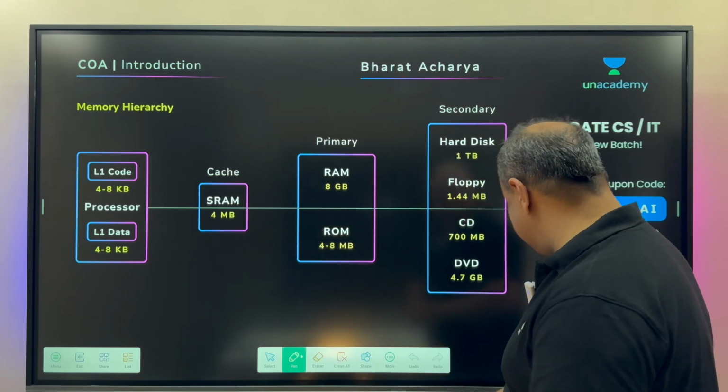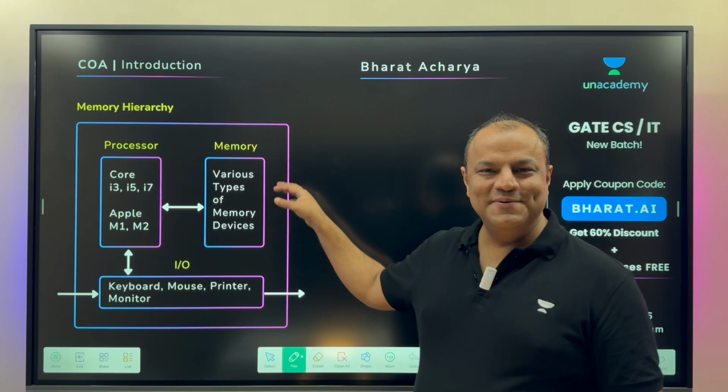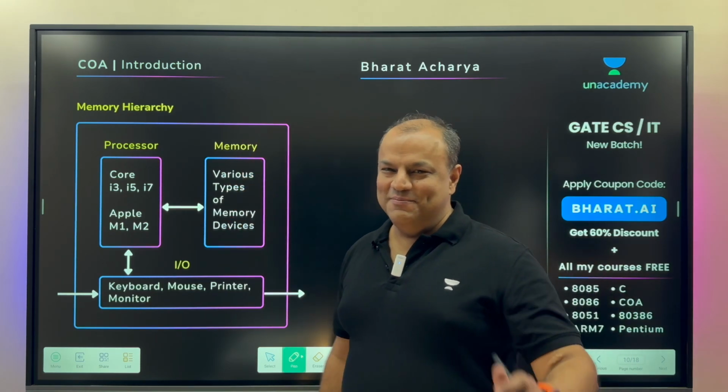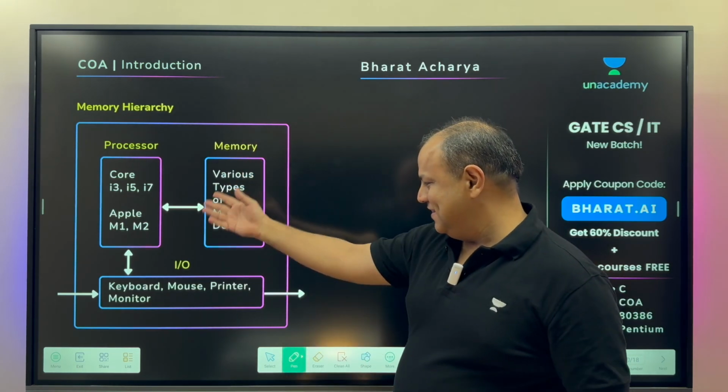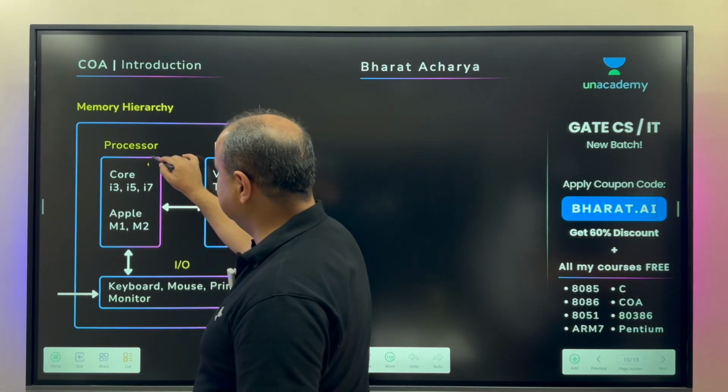I told you, it's going to happen. Has to. Now, come back to our diagram. So now when I say various types of memories, you know what we are talking about. That's your processor, that's your IO section. Now, I want to target the processor here.